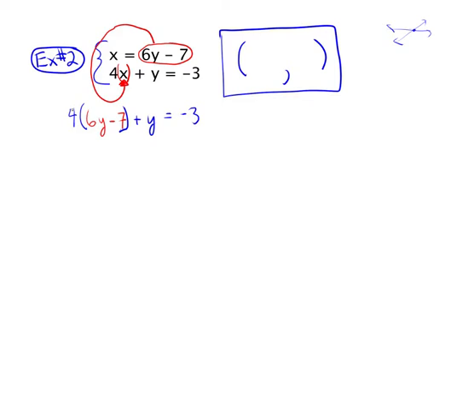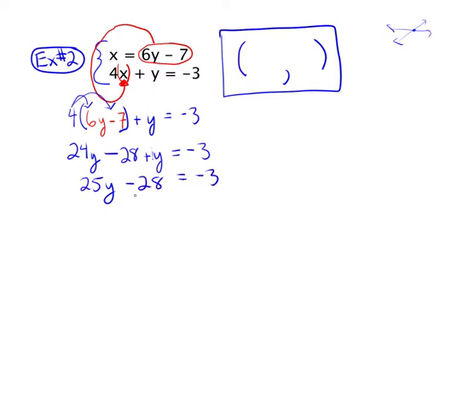So now we're going to distribute that times 4 to both the first term and the second term. So 4 times 6 is 24y, negative 4 times 7 is 28. Bring down my plus y, bring down my equals, bring down my -3. So notice how I'm bringing everything down, and we're going to solve for y this time. So now I have 1y plus 24y, so that would be 25y minus 28 equals -3.